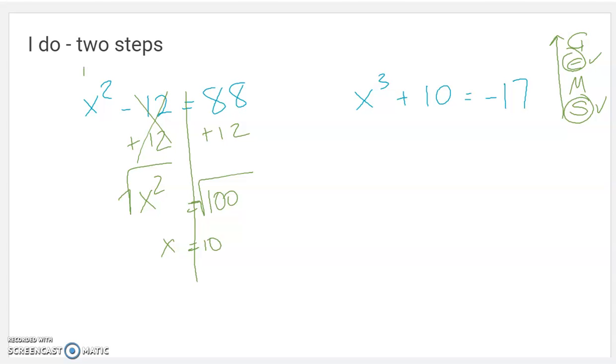And if you go back here and check, it works out. 10 squared is 100 minus 12 is 88. Check, smiley face. Yay. Same thing here, same steps, right?